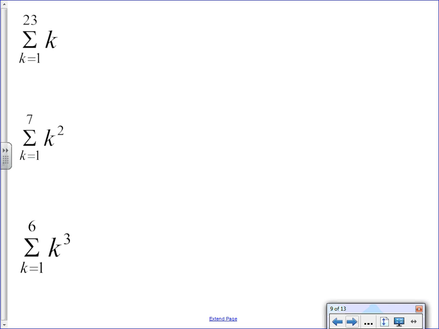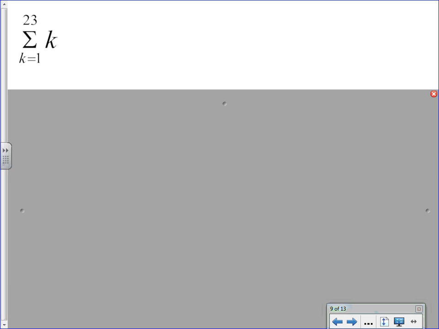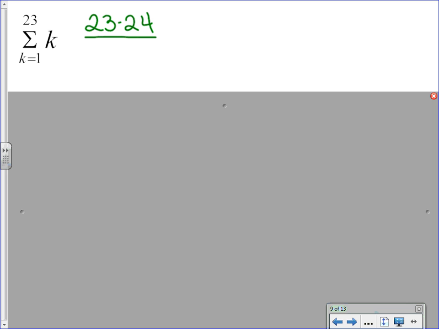I have the sum from 1 to 23 of k. Everybody using calculators? No. Of course not. I just taught you a shortcut. What's the shortcut for the sum of k? n times n plus 1 all over 2. So 23 times 24 all over 2. We basically have 23 times 12. It's 230 plus 46, which is 276.